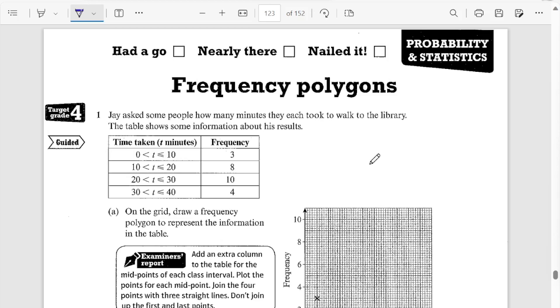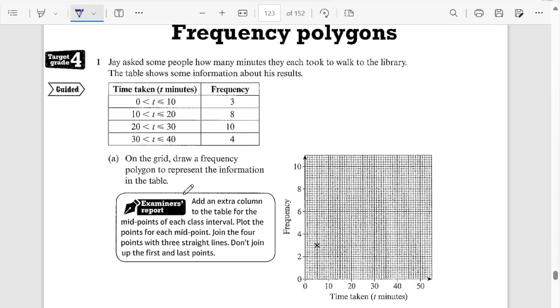Jay asked some people how many minutes they each took to walk to the library. The table shows information about his result. So we've got our groups of times and we've got our frequency. On the grid, draw a frequency polygon to represent this information.